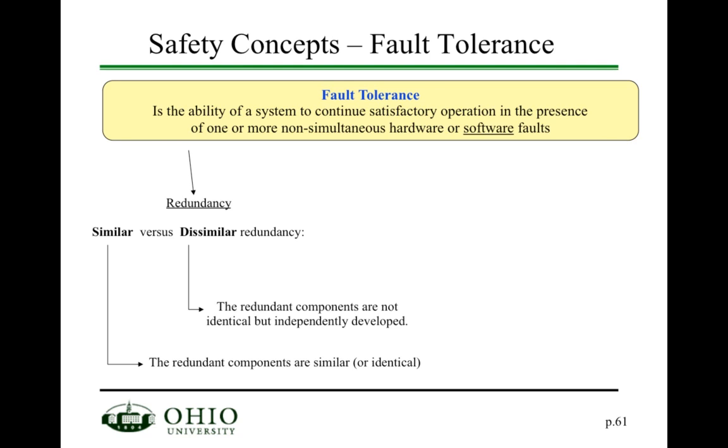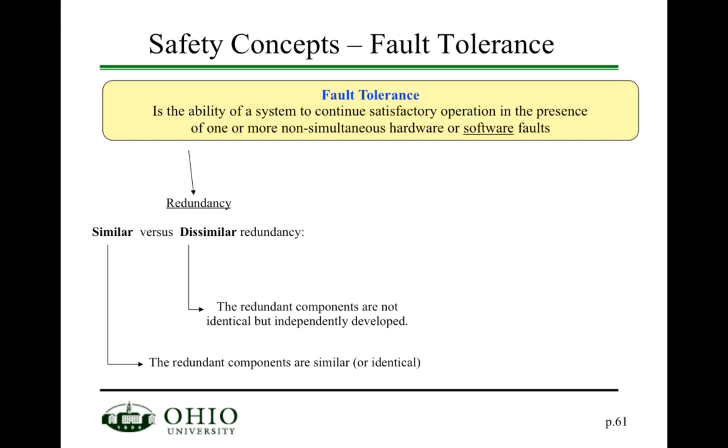And remember, by fault tolerance, we've talked about this definition a couple times before. We really mean it's the ability of a system to continue satisfactory operation in the presence of one or more non-simultaneous hardware or software faults. And one way to do this is to exploit redundancy.